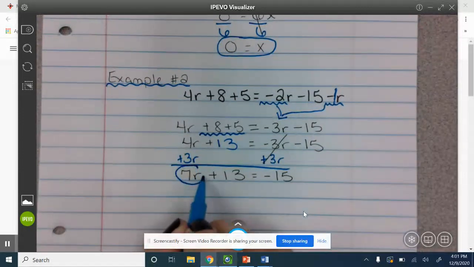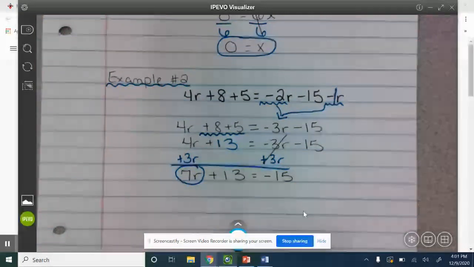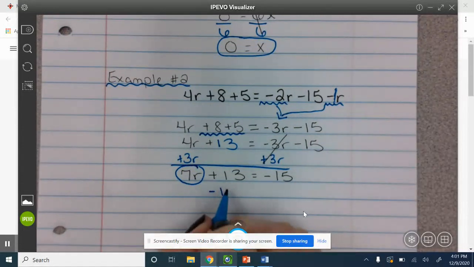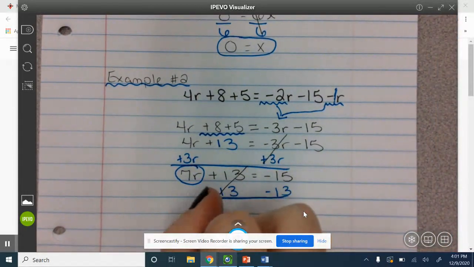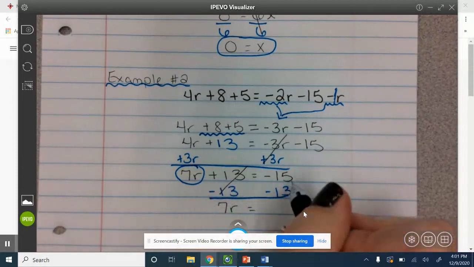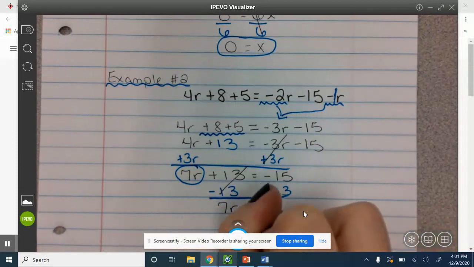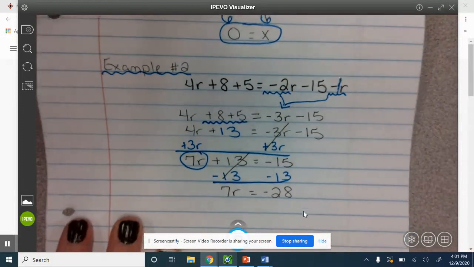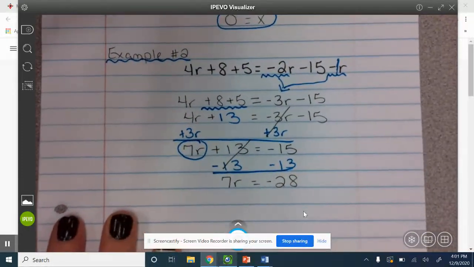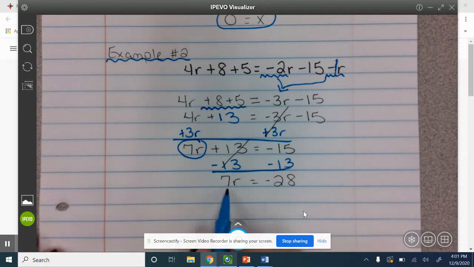So we're going to circle our couple, our 7r. How do we kick out plus 13? Or what's the opposite of adding 13? Subtracting 13. So I'm left with 7r equals negative 15 minus 13, I'll tell you, is negative 28. Slide it up a little bit so you can see what I'm doing. So now I have 7 times r equals negative 28.